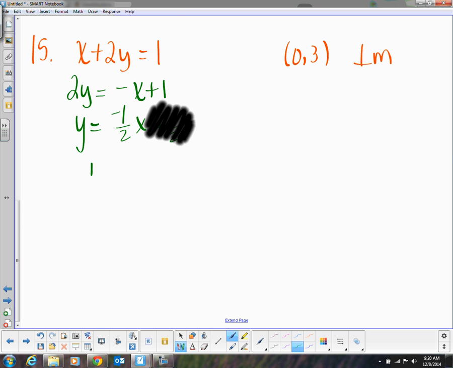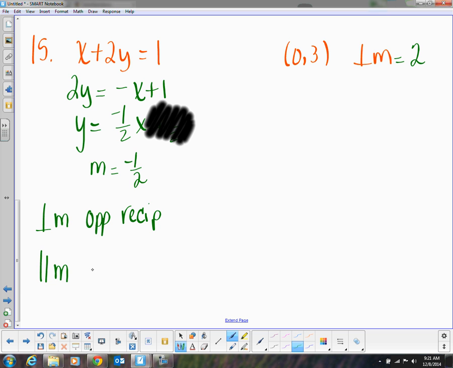So what is this slope? Negative 1/2. What is the perpendicular slope? 2. How do we do perpendicular slope as a study guide? Opposite what? Reciprocal. What's the other way they could ask this question? Parallel slope. What do we know? Equal slopes. All right. So now, we've got this, correct?